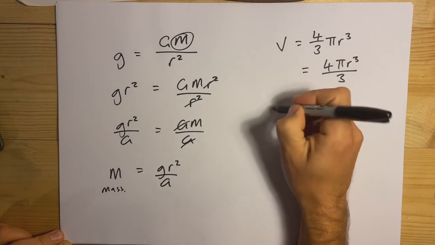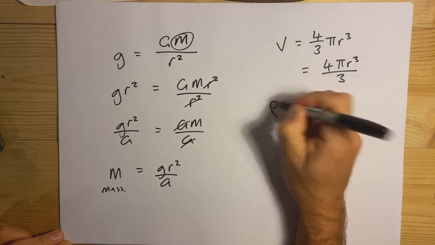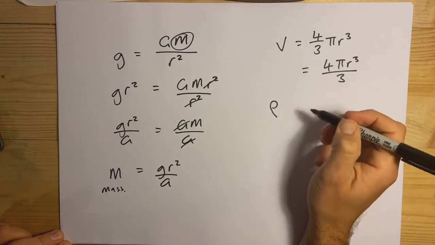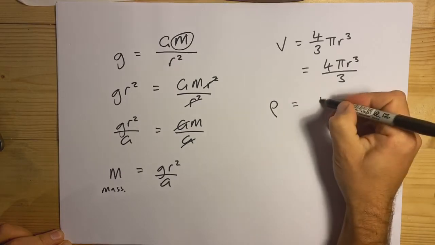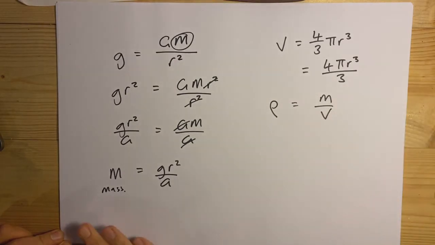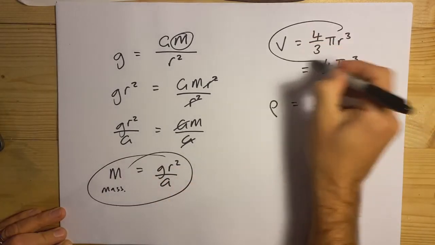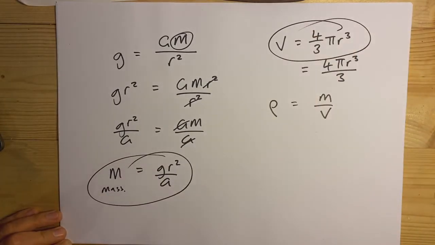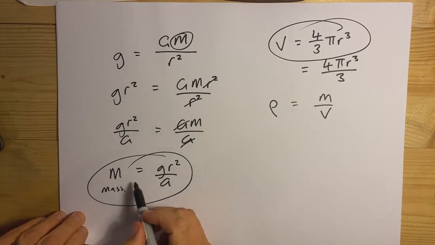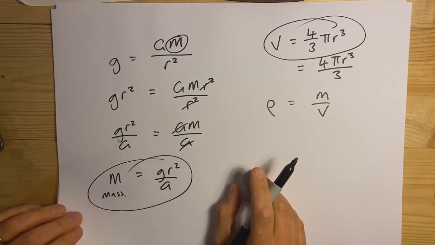Now, density is normally given the Greek symbol rho, which is a bit like a curly p. Density is mass divided by volume. We've got our expression for mass here, and we've got our expression for volume here. Let's combine the two together and see if we can come out with an equation for density. I'll switch sheets for that. Okay, let's just write it here.